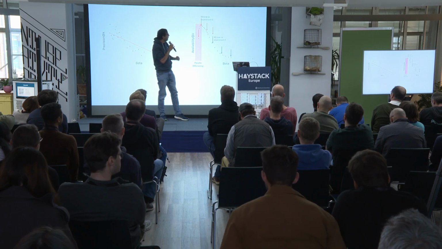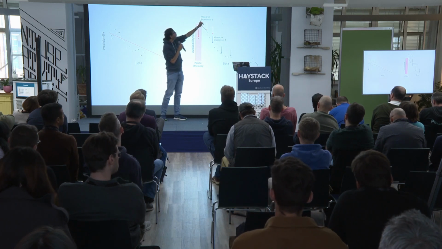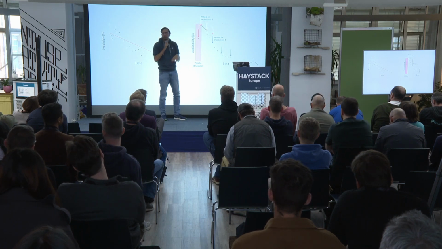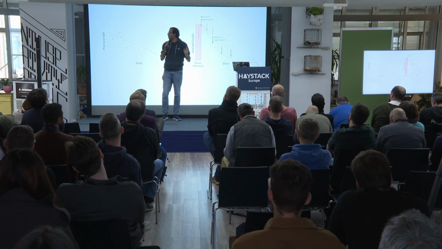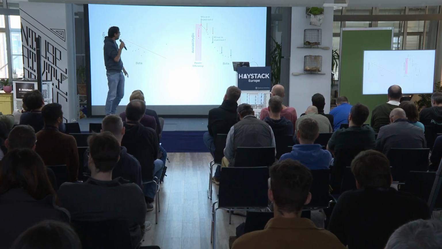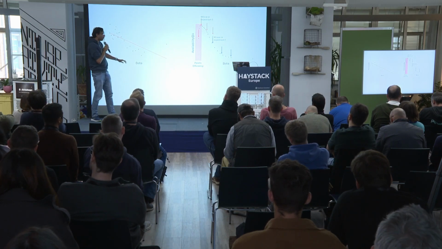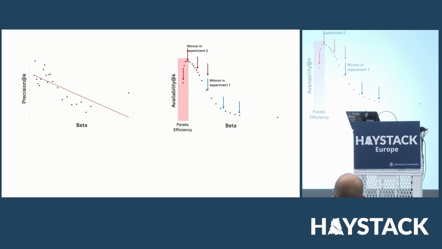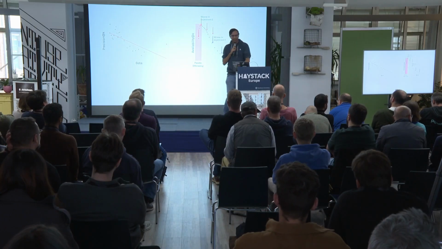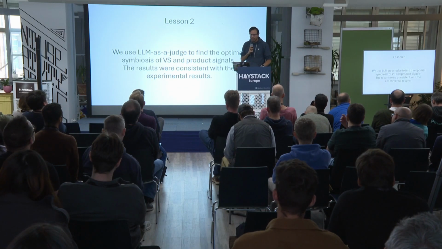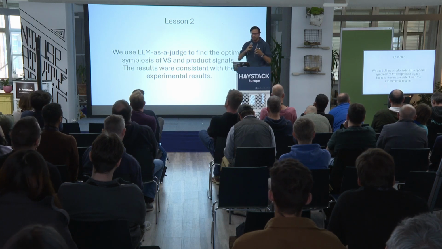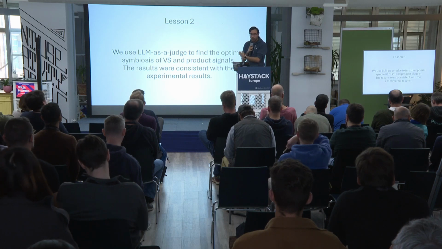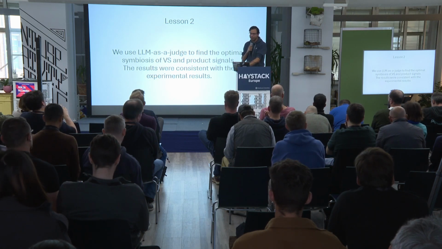And what happened in the second experiment is that the winner was basically at beta equals 54. Quick time reminder. Sorry. So what I wanted to tell you is that we could actually find the best. The lesson was that we use LLM as a judge to find the optimal symbiosis of vector search and product signals, and the results were consistent with the experiment results.